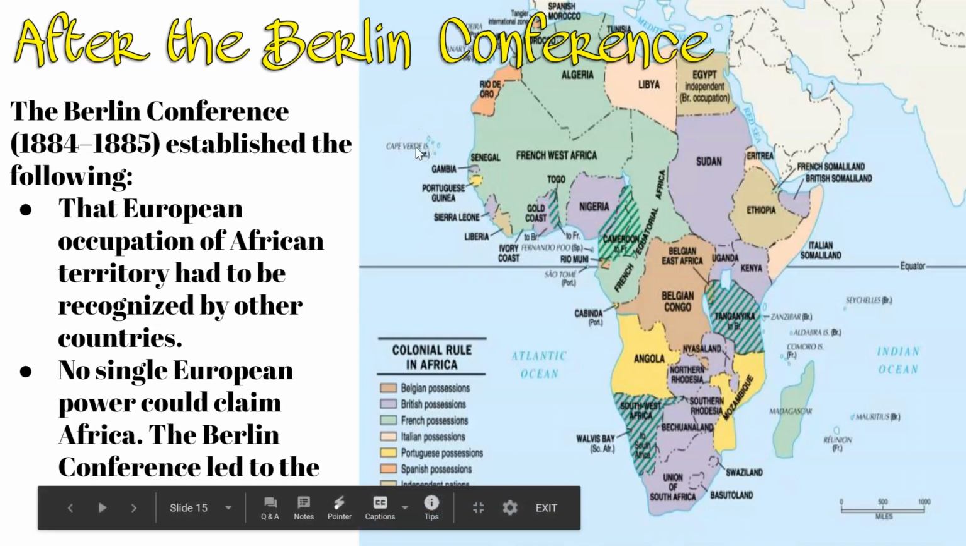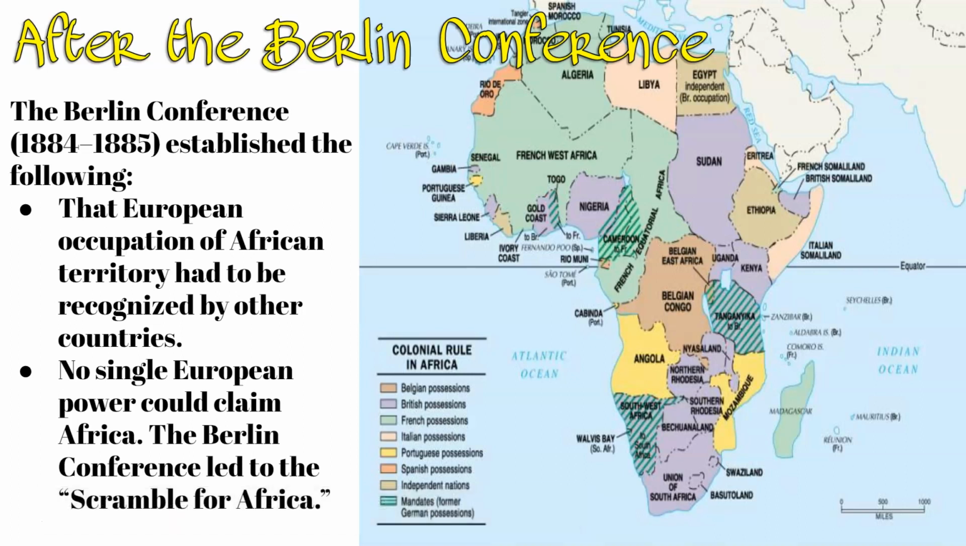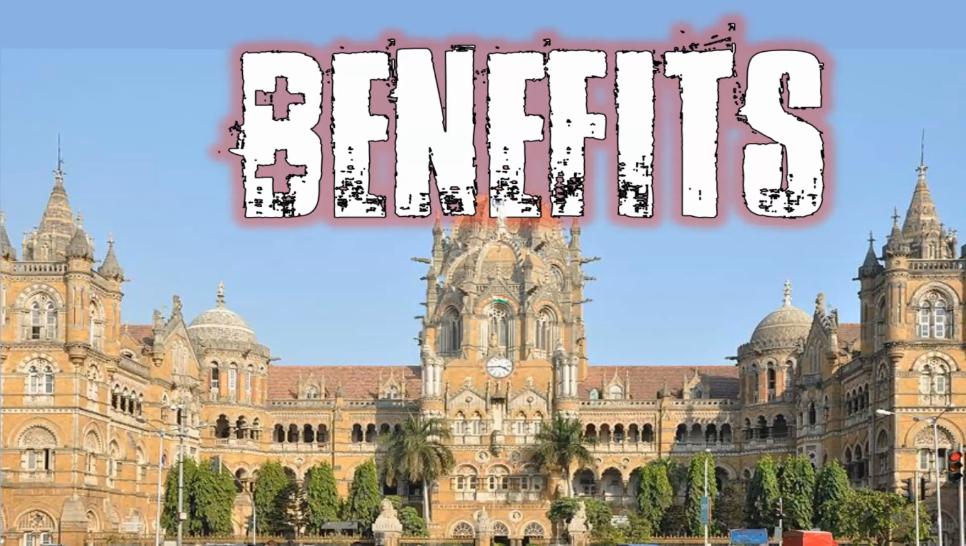It established basically the following: that European occupation of African territory had to be recognized by other countries, and that no single European power could claim Africa itself. And ultimately, this led to a further increase in tension between many European countries trying to get as many colonies as possible.